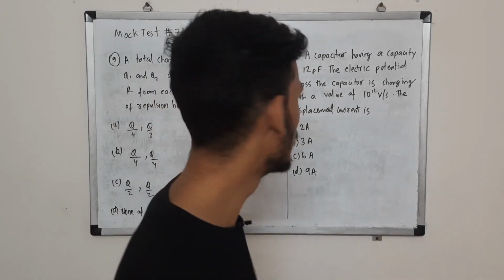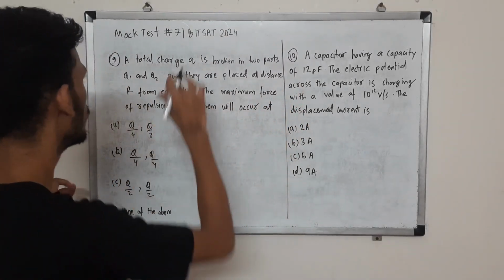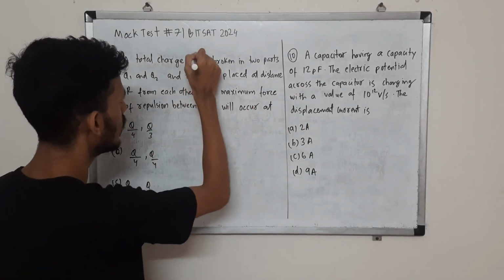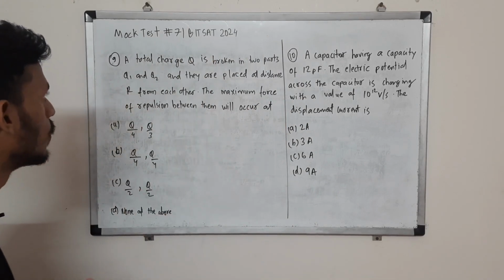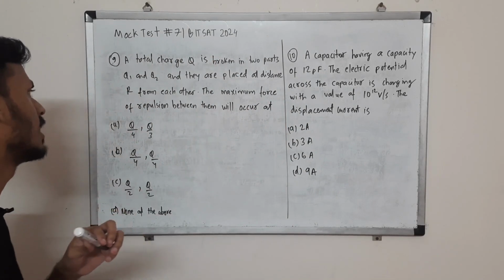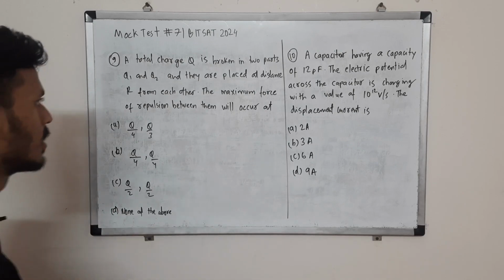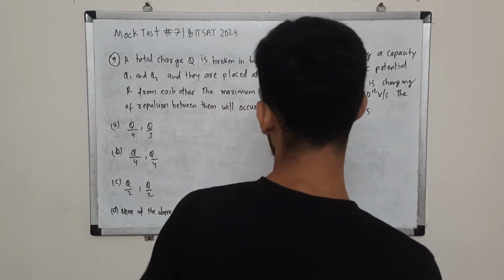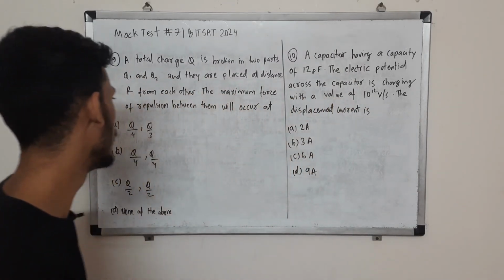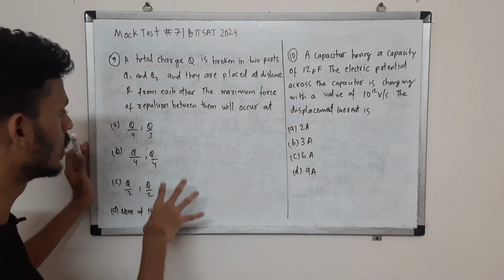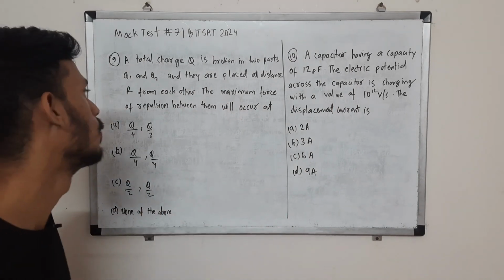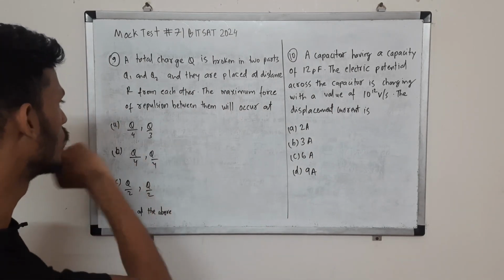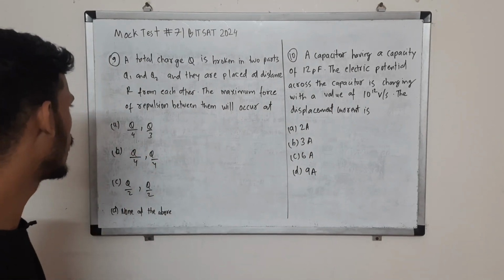Question 9 and 10. In question 9, we have a charge capital Q, not small q, which is broken into two parts. Okay, Q1 and Q2. You are supposed to tell if they are placed at a distance r from each other, a fixed distance r, when will the maximum force of repulsion between them occur. Okay, when the charges are split in what ratio. Okay, half, half, 1/4, 1/4. What will be the correct choice over here?